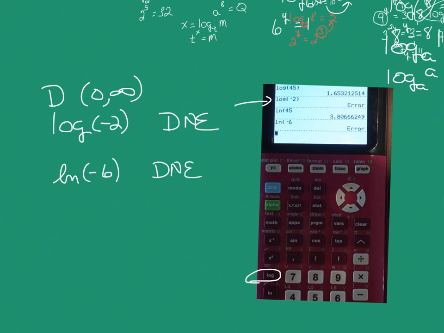And the natural log key is underneath the log key. That's the base e. The natural log of 45 is not the same as the log of 45 because you have a different base. That was 3.806666249, and it would keep going on and on and on. So that's how we can use our calculator to find the values of logs and natural logs.